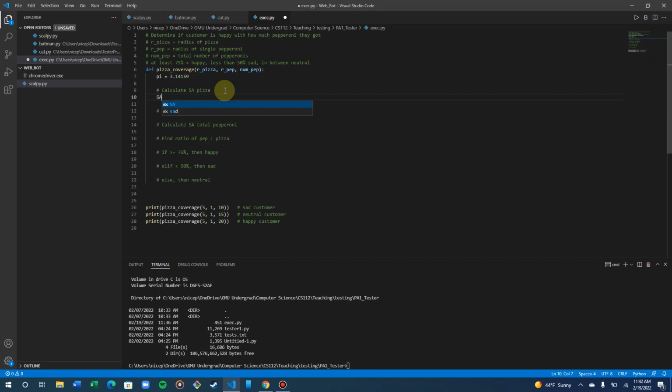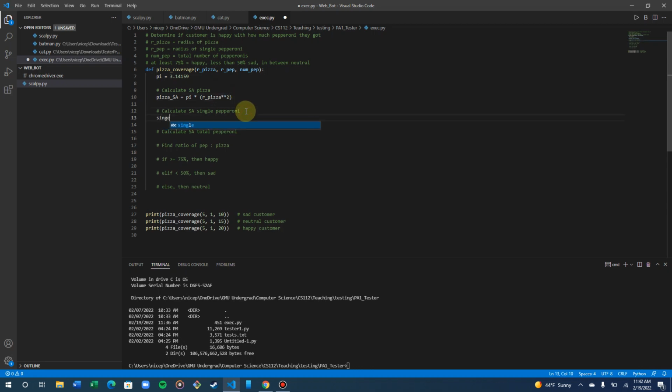So I'm going to create a variable called pizza SA equals pi times the radius of the pizza squared. I'm going to do the same exact thing for a single pepperoni, and I'm going to make sure my variable names remind me that it's only for a single pepperoni and not the total. So pi times our pep squared this time, because we're using the radius of a pepperoni.